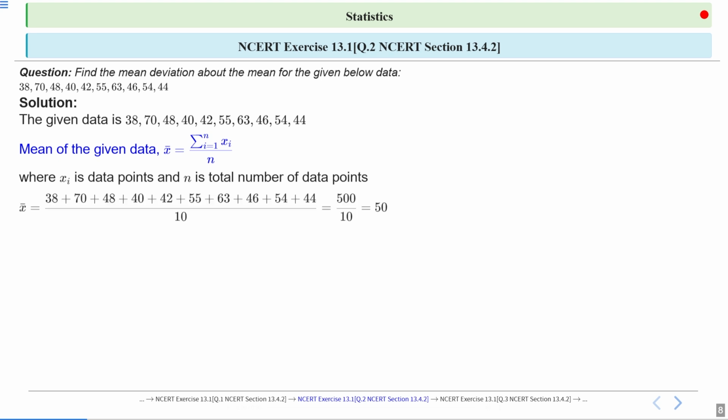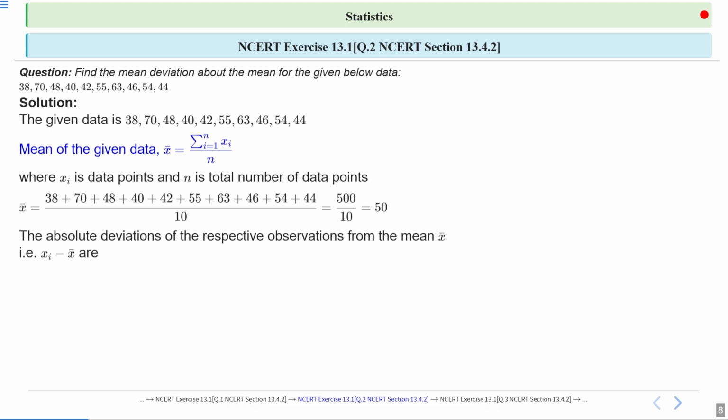So x bar is equal to 38 plus 70 plus 48 plus 40 plus 42 plus 55 plus 63 plus 46 plus 54 plus 44 divided by 10. The sum of these data points is 500. So x bar equals 500 divided by 10, and it is equal to 50.